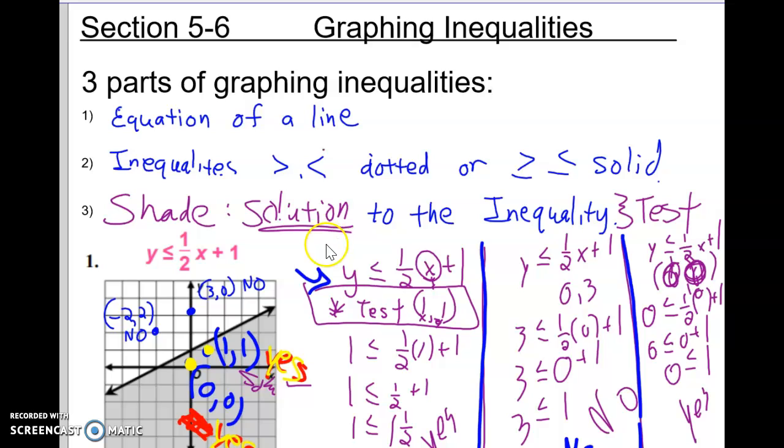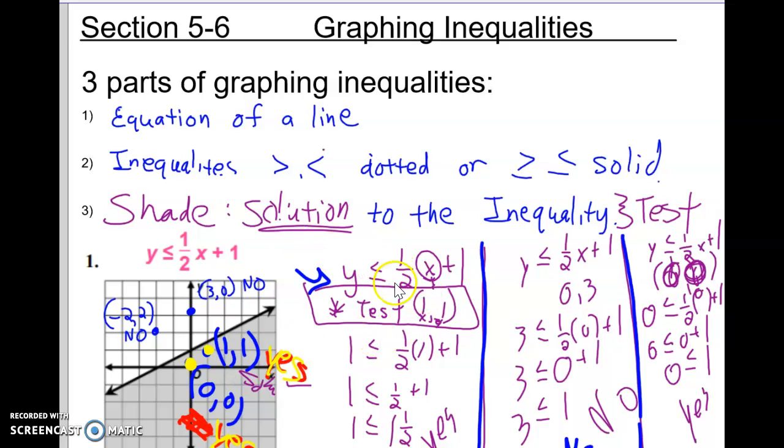That's what you do. You pick a coordinate where the shade is, and you test it. You pick a coordinate where the shade isn't, and you can test it too. But I'm going to teach you that you don't even need to check. Once you find one that works, you don't have to check the other side. We know it doesn't work.